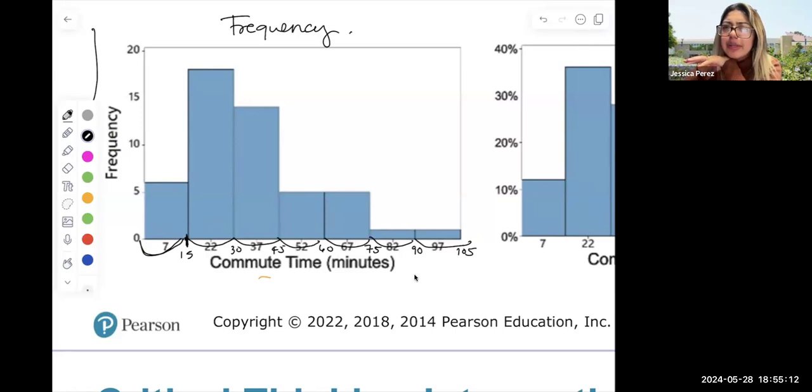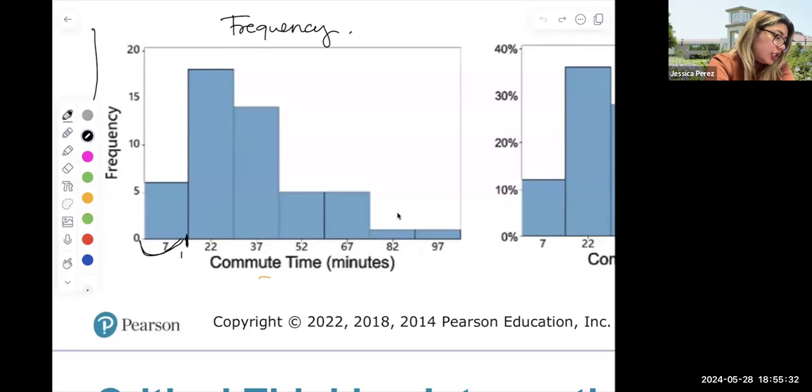Does that make sense, everyone? Just trying to be very explicit, to make sure that everybody understands where these numbers, the 7, the 22, the 37, are coming from. It's pretty much half of your lower and upper bounds. So you can leave it as is. I usually just put my upper bounds on that one.